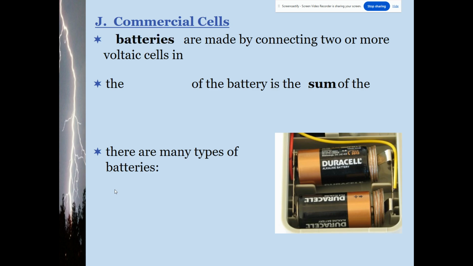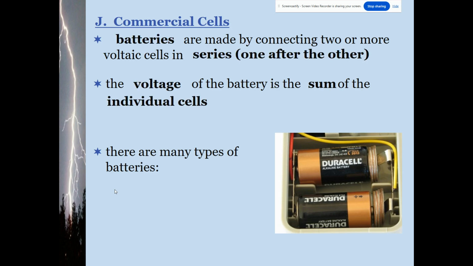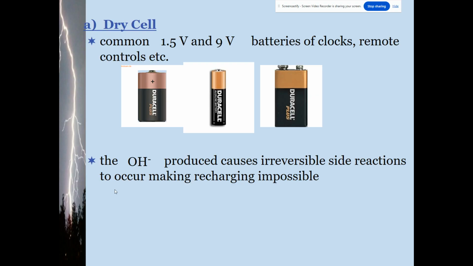Now we're going to talk about some cells that are called commercial cells. So cells that we use in real life, commonly called batteries. But a battery technically is when you connect 2 or more voltaic cells together. Now if you have them connected in series, one after another, then the voltage is the sum of the individual cells. Okay? So common dry cells that we have are the common type of battery you may think of, 1.5 volts and 9 volts and so on. Now they're a dry cell because they have a paste inside of them, not liquids as the electrolytes, okay? And they produce hydroxide ions, which makes recharging them impossible.